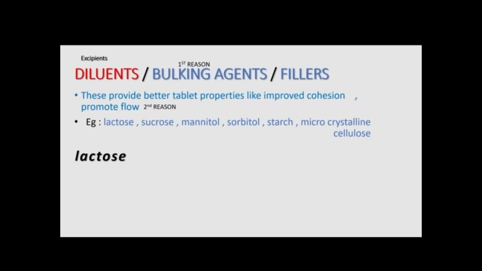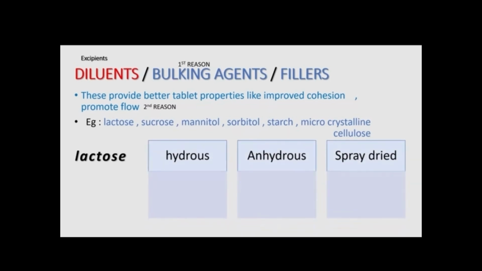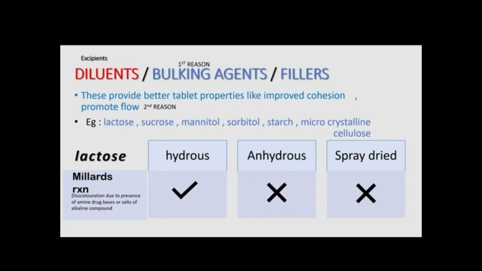First, lactose. Lactose is of three types we have to know: hydrous, anhydrous, and spray dried. They are differentiated based on Maillard's reaction. Maillard's reaction is nothing but discoloration due to the presence of an amine group or salts of an alkaline compound. So Maillard's reaction occurs in hydrous lactose. It doesn't occur in anhydrous and spray dried. In anhydrous and spray dried lactose, there is darkening due to the presence of moisture.